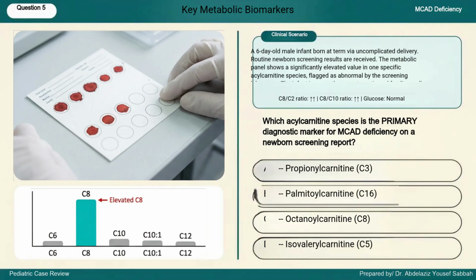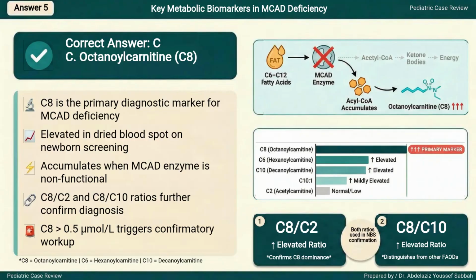Option A, propionyl carnitine, known as C3. Option B, palmitoyl carnitine, known as C16. Option C, octanoyl carnitine, known as C8. Option D, isovaleryl carnitine, known as C5. The correct answer is option C, octanoyl carnitine, known as C8. C8 acyl-carnitine is the primary diagnostic marker for medium-chain acyl coenzyme A dehydrogenase deficiency.